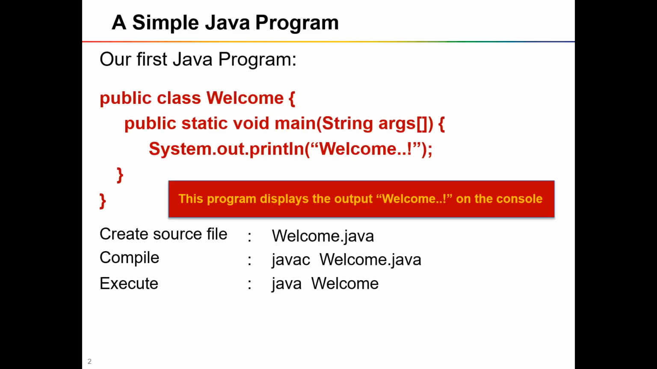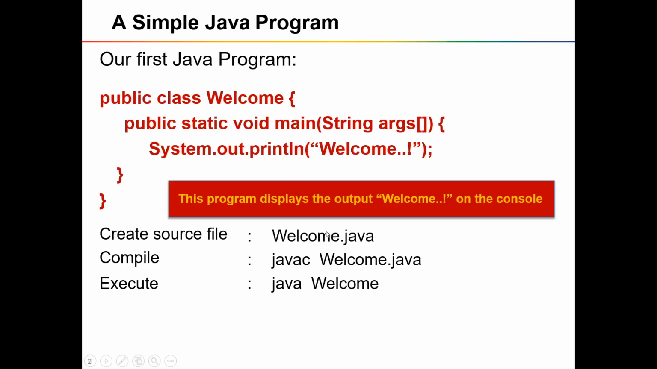Then inside the class I have created a main method, which is the entry point of a Java application. The main method should always be in this format: it should be public, it should be static, the return type should be void, the name should be main, and the argument should be an array of String. Inside main, I have used a statement for printing a line of text, System.out.println. Here System is a class, out is a reference for the class, and println is a method.